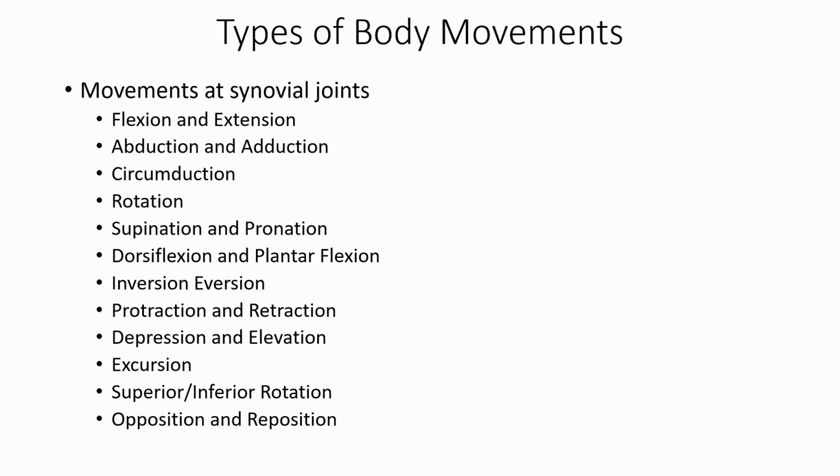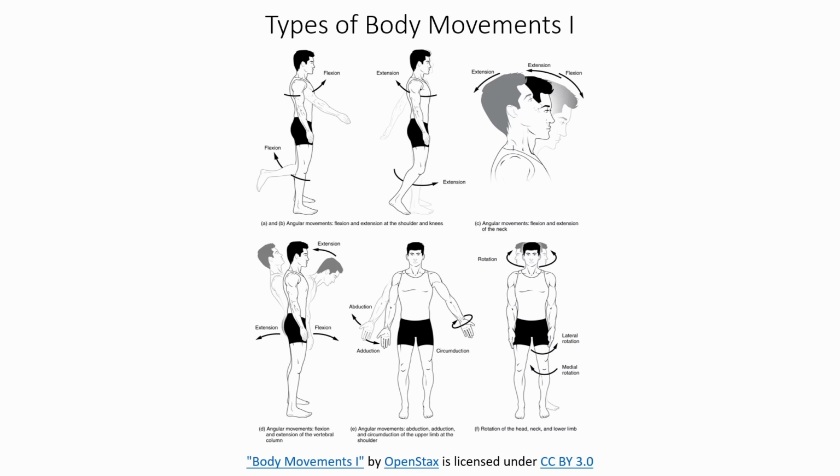So here's a huge list of movements at the synovial joints. So we have flexion and extension, abduction and adduction. Notice the difference, abduction versus adduction, a B versus a D. Circumduction, rotation, supination, pronation, dorsiflexion and plantar flexion, inversion and eversion, protraction and retraction, depression and elevation, excursion, superior and inferior rotation, and opposition and reposition. So let's look at some of these.